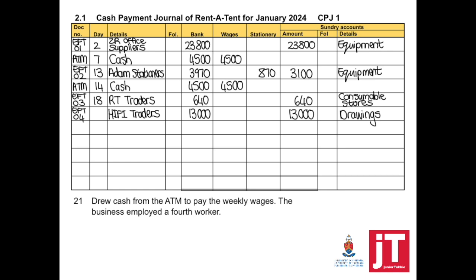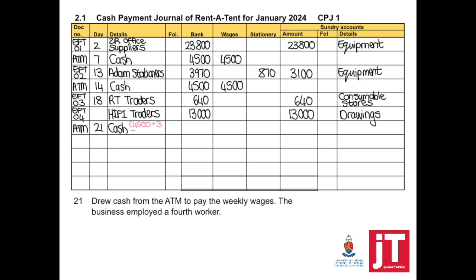On day 21, drew cash from the ATM to pay the weekly wages. The business employed a 4th worker. So always remember, in accounting, there's a reason why they give you information. Now they said we drew cash and we've employed another worker. This means that our source document, we start with ATM, money was drawn from the ATM. On day 21, we paid our weekly wages, so our details is cash.